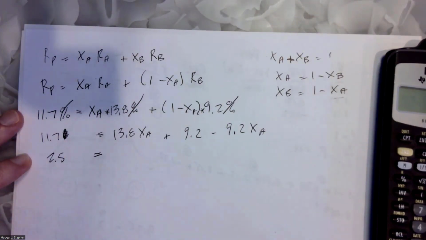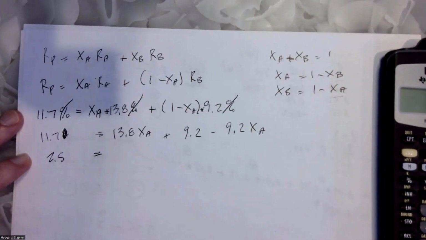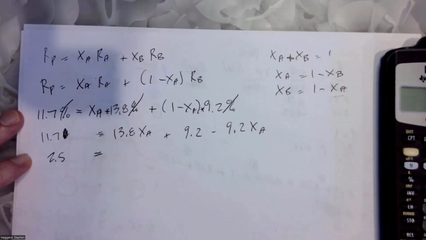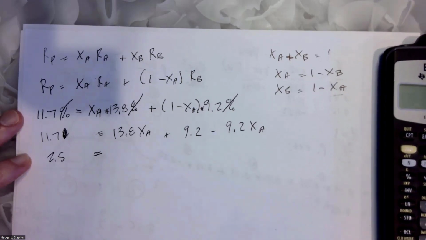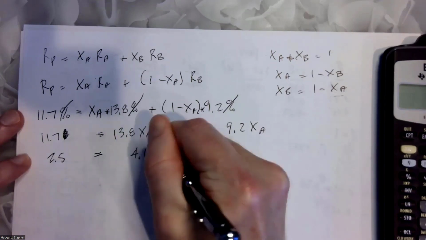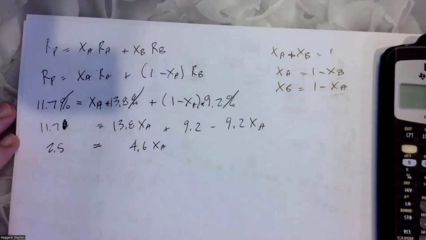And then on this side, I've got 13.8 minus 9.2 equals 4.6 X sub A. Does that look good? Does that look okay to everybody? Okay, what's the last step?